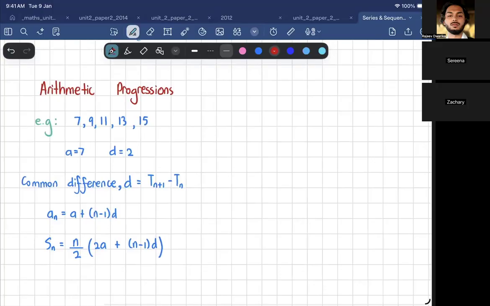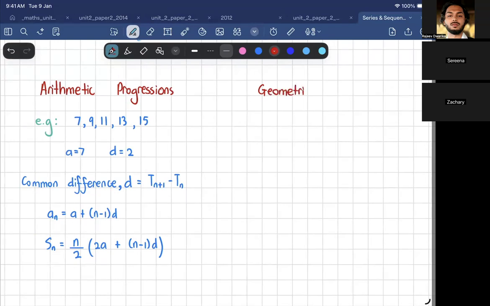Let's look at geometric progressions now. Could you give me an example of a geometric progression? Yeah, give me an example. The geometric is when you're multiplying, right? Yeah, when I have a common ratio.